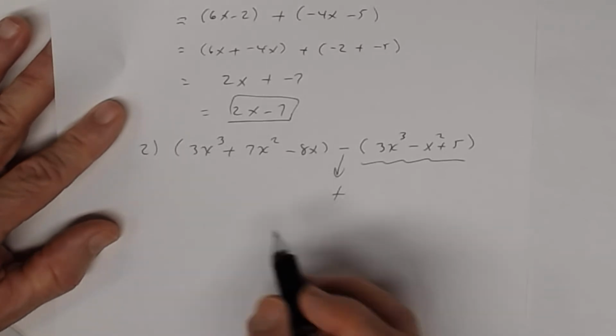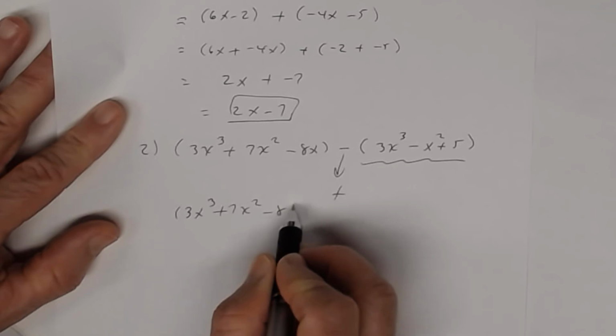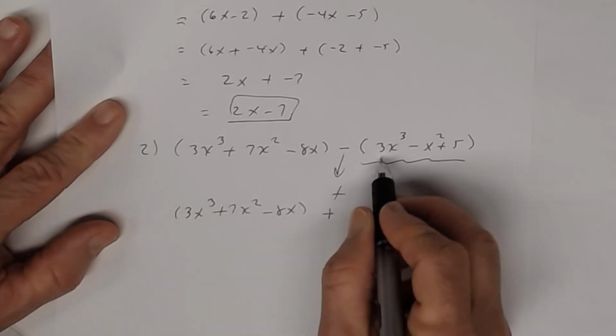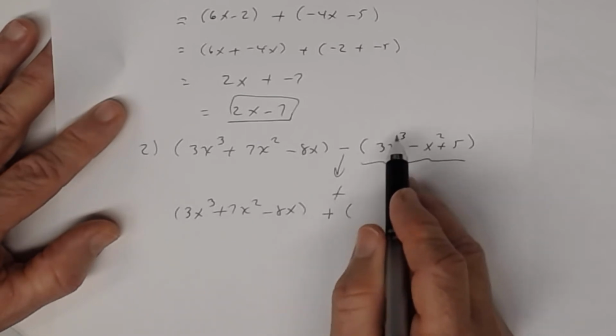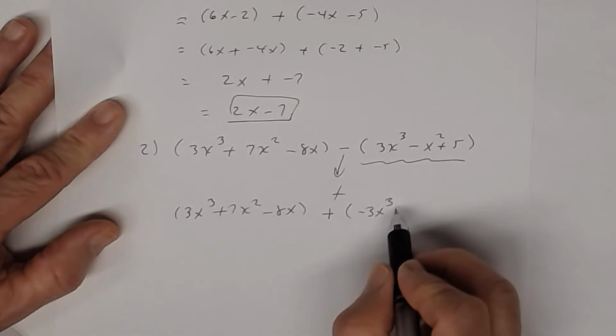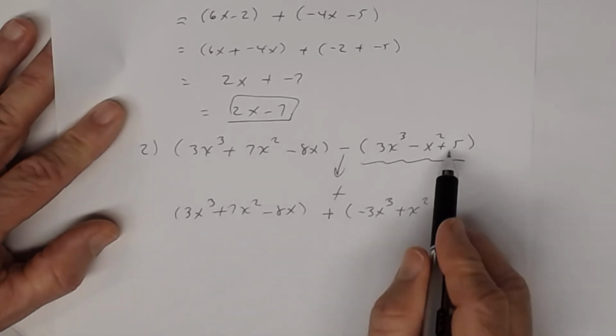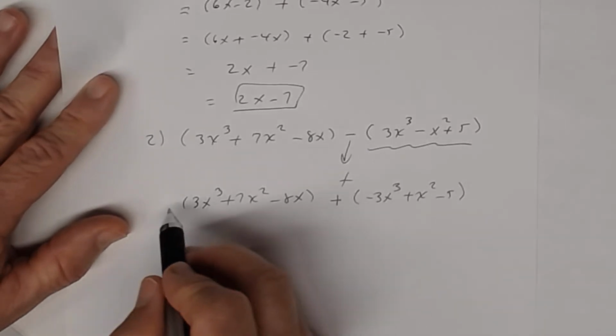So this stays the same. So I have 3x cubed plus 7x squared minus 8x plus, and then this becomes the opposite of 3x cubed, is negative 3x cubed. The opposite of a negative x squared is a positive x squared. And the opposite of a positive 5 is a negative 5. Okay? Then let's combine like terms.